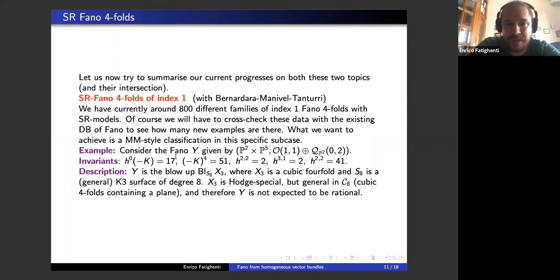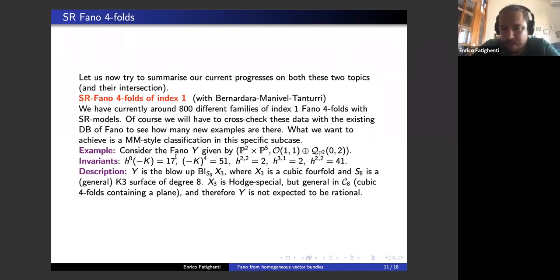Okay. In fact, we do currently have around 800 families. The database is updating itself, so this number might be a little different in a while. So 800 families of index 1 Fano fourfolds that admit such models, okay? And of course, we will have to cross-check this data with the existing database to see how many new examples we have in our list. But just judging using the numerology, we are quite optimistic that quite a number of interesting new families of Fano varieties are there. And in fact, our purpose, or what we want to achieve, is a Mori-Mukai style classification in this very specific subcase. So our aim is not only to have a huge list, but to be able to understand them, and in particular, to understand their rationality properties.